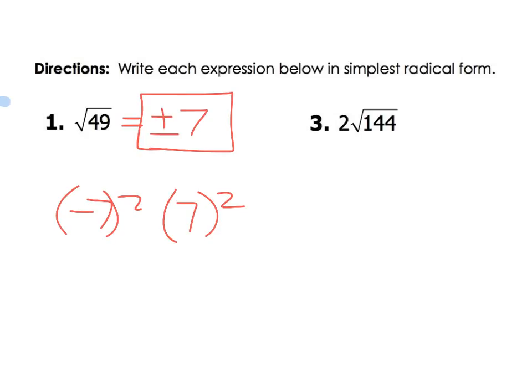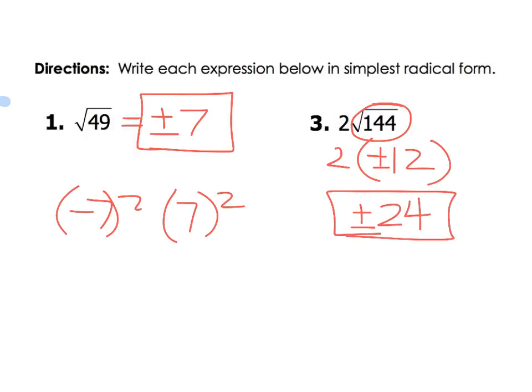Then for number 3, we want to simplify the square root of 144, and we know 144 is a perfect square, so we simply take the square root of it. That's going to give us positive or negative 12, and we want to multiply that by 2. We have to remember to multiply it by the number on the outside. So our final answer is going to be plus or minus 24.